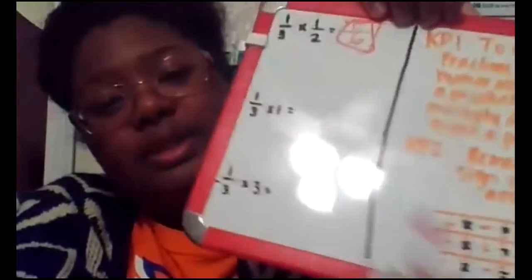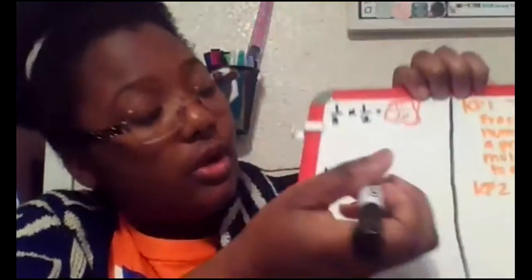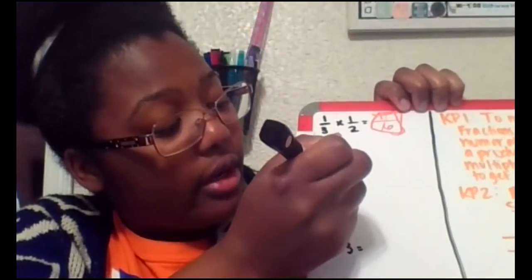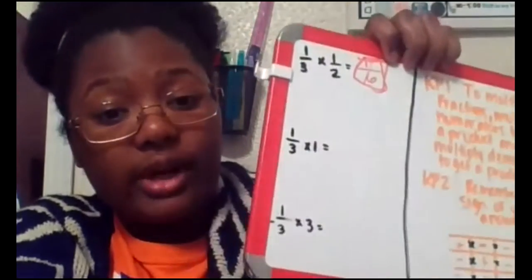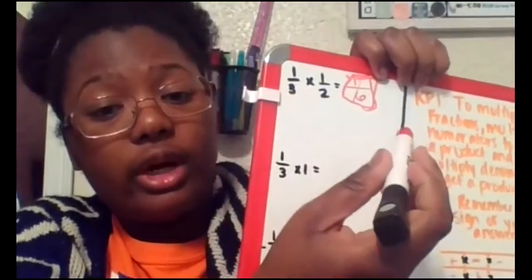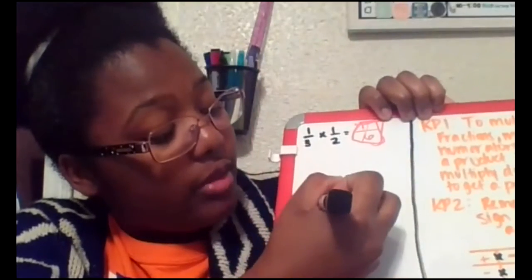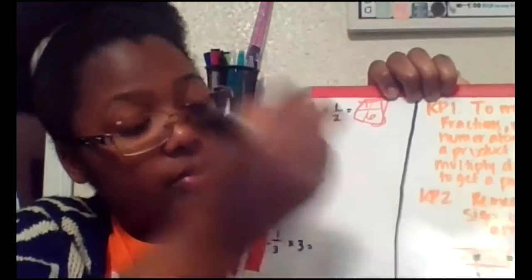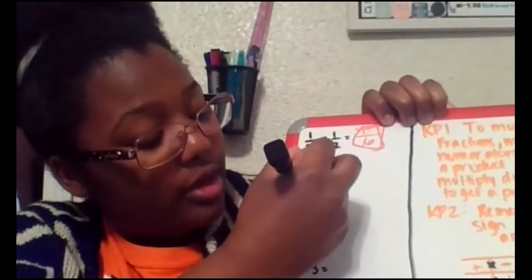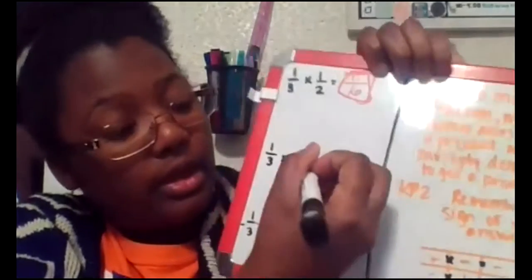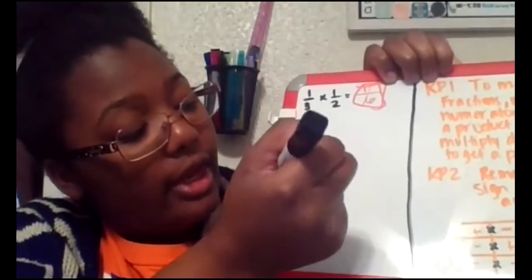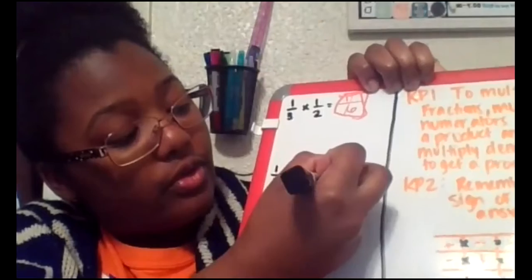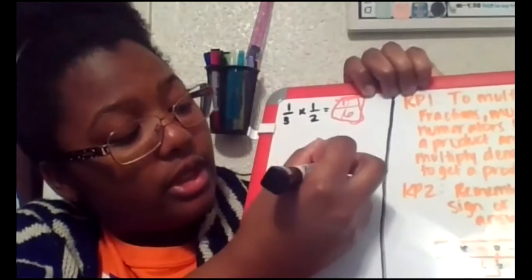All right, it's 1/6. My next problem says 1/3 times 1. So I want to get this to where the 1 kind of looks like a fraction. That way I can multiply it straight across. So in order to do that, I just need to make it the same as 1. So 1 over 1 equals 1. So I'm going to do 1 times 1 gives me 1 again. And then I'll do 3 times 1 equals 3. So then my answer for this one is 1/3.